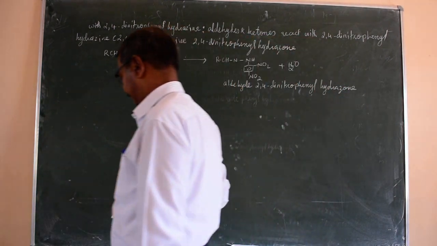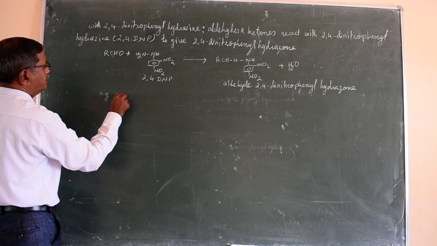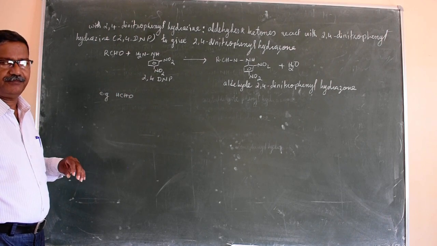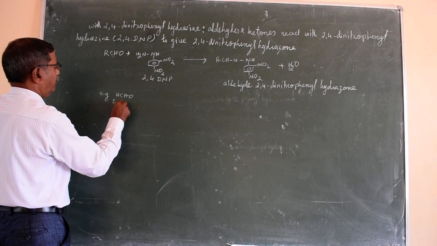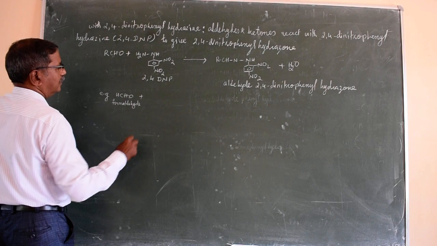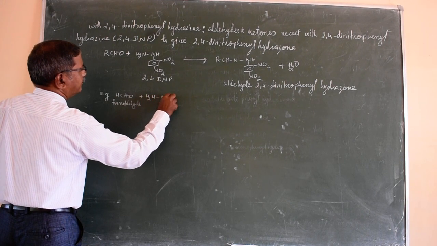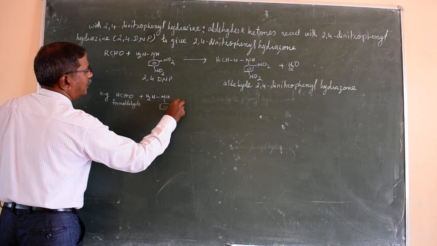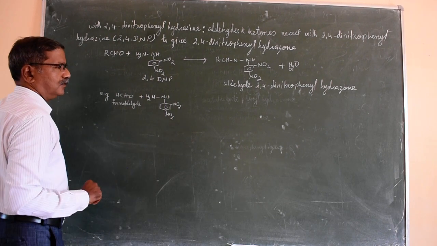Phenylhydrazone. I am writing an example here: HCHO. What is HCHO? It is formaldehyde, one carbon, so it is formaldehyde. Then 2,4-DNP, NH2NH, we have a benzene ring, and on the second and fourth carbon we have NO2. So it is 2,4-DNP.